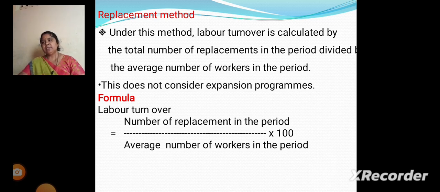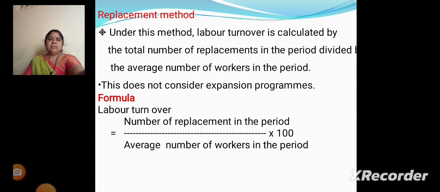Under this method, labor turnover is calculated by dividing the total number of replacements in the period by the average number of workers in the period. This does not consider expansion programs. The formula for labor turnover under the replacement method is equal to the number of replacements in the period divided by the average number of workers in the period, into 100.